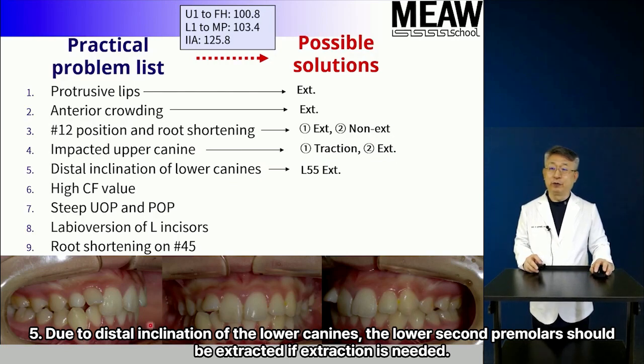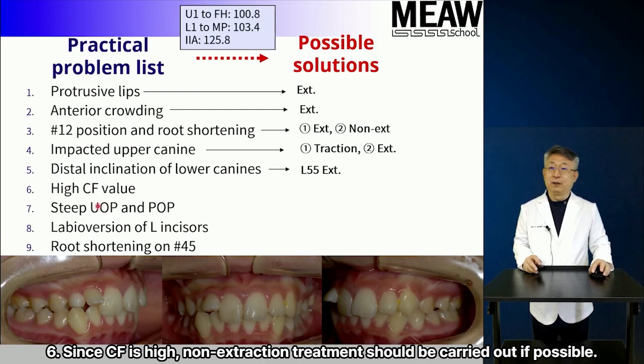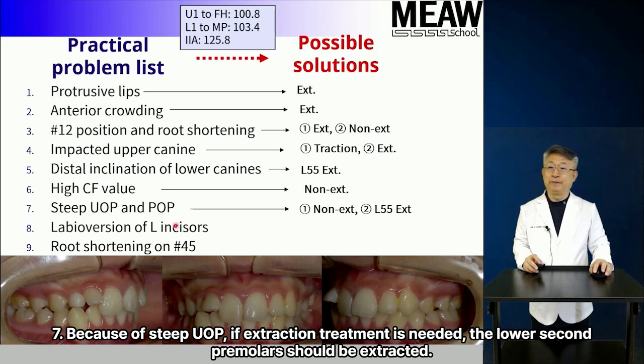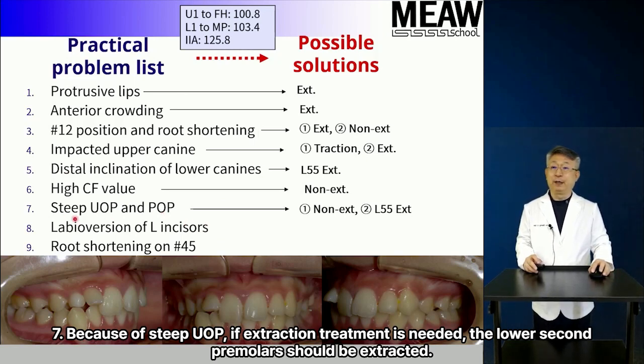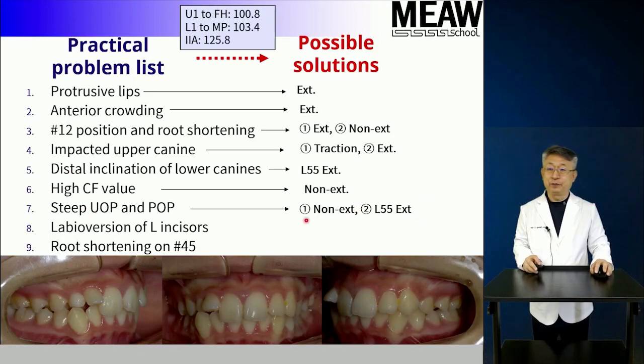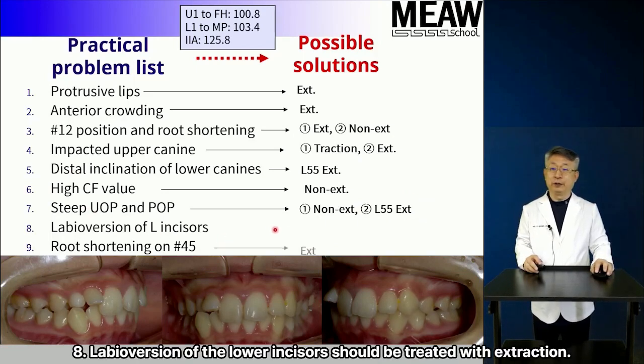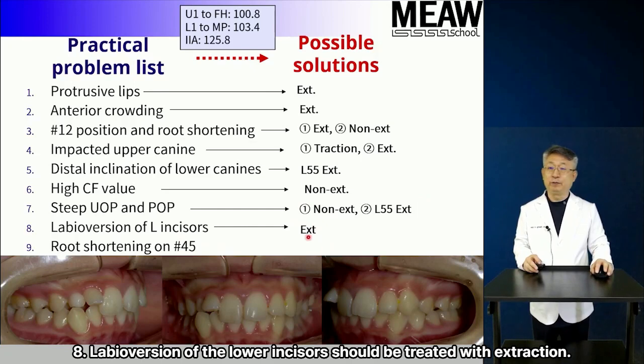5. Due to distal inclination of the lower canines, the lower second premolars should be extracted if extraction is needed. 6. Since CF is high, non-extraction treatment should be carried out if possible. 7. Because of steep UOP, if extraction treatment is needed, the lower second premolars should be extracted. 8. Labioversion of the lower incisors should be treated with extraction.